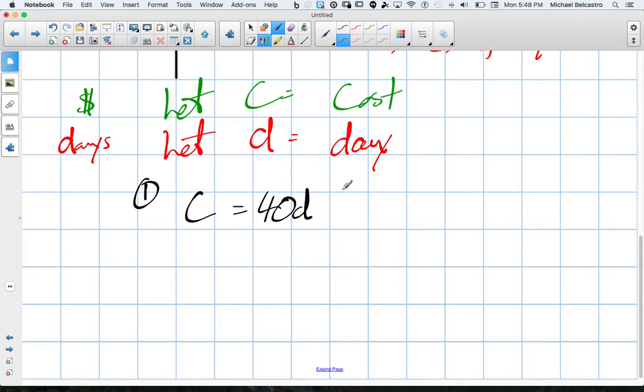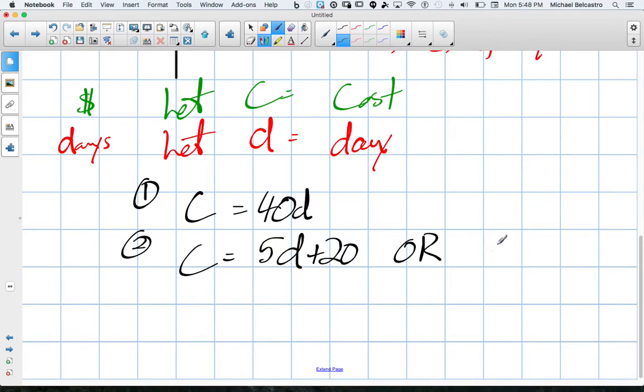If I don't rent a car for any days, I spend no money. For company 2, you said it was either 5D plus 20 or C equals 20 plus 5D, with 5 being the coefficient and D being the variable. These are both correct. We're going to relate them to normal equations.